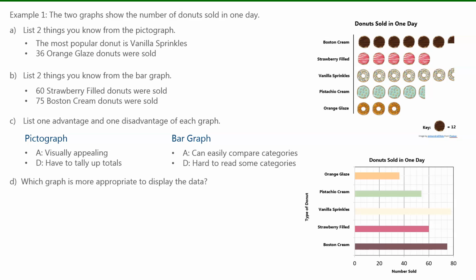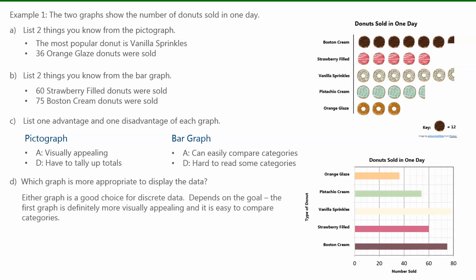Which graph is more appropriate to display the data? Either graph is a good choice for discrete data, which is what we're talking about here, but it really depends on the goal. I believe that the first graph is more visually appealing with the different types of donuts. It is easy to compare the categories. If I was looking to display the numbers in each category, or I wanted someone to be able to figure those out pretty quickly, then I may want to use a bar graph instead. But I think the pictograph definitely serves its purpose here.